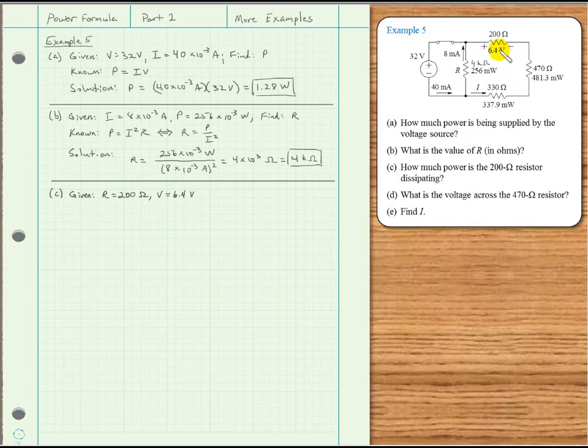All the values must be with respect to a particular component. So we're looking at this component right now, this resistor. We're given two pieces of information about that resistor. We know its resistance and we know its voltage, therefore we can find its current and its power if we need to. In this case, what are we asked to find? How much power? So we're asked to find power.